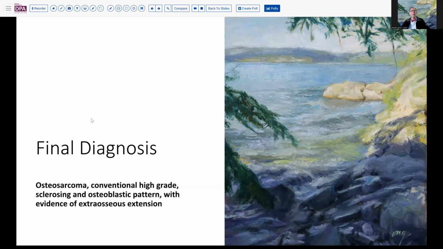Our sign out is an osteosarcoma, conventional high-grade, sclerosing and osteoblastic pattern with evidence of extraosseous extension, at least radiographically.